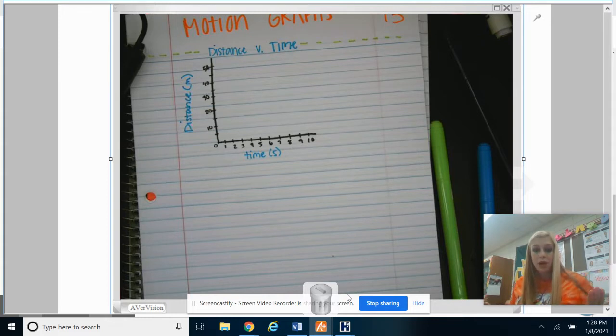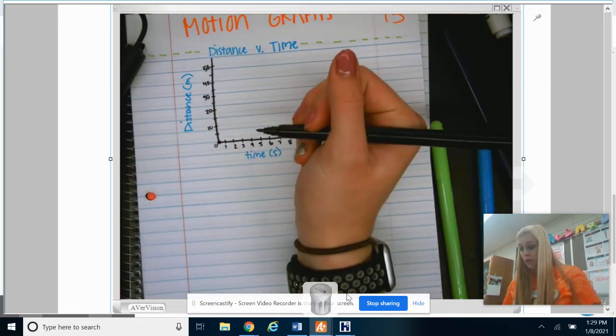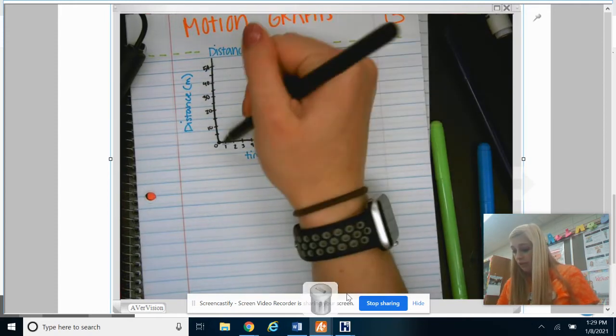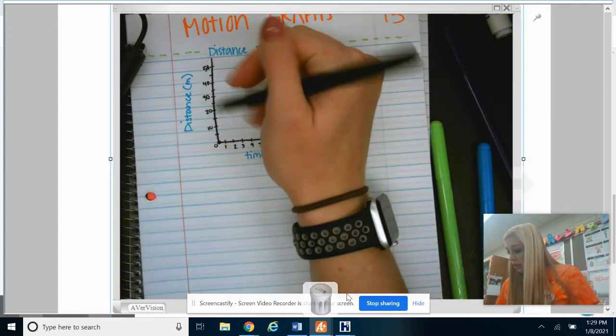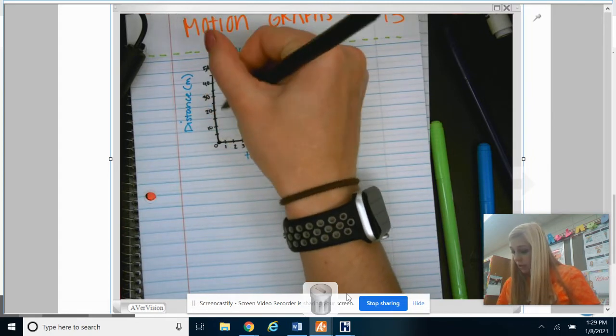So we're going to plot some points on this graph. I think you'll have plotted points in math, so this should be relatively familiar. We're going to start at 0, 0. My next point is going to be at 1 second and 30 meters. So 1 second, 30 meters.